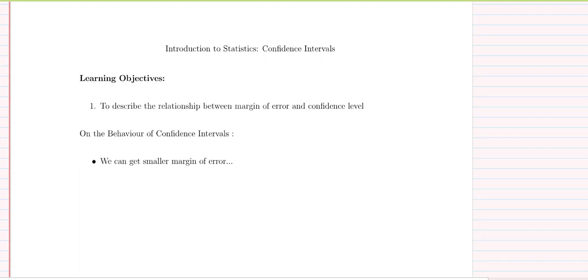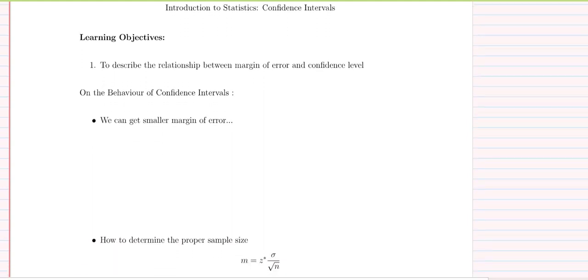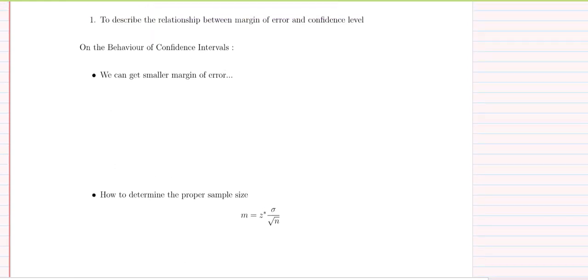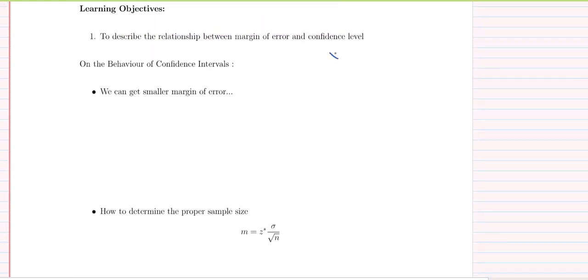Hello, in this video we continue discussing confidence intervals, and the entire purpose of this video is to understand in more detail how the margin of error and confidence level relate to one another. Let's remember what the confidence interval formula was. It's x bar plus minus z star sigma over radical n.